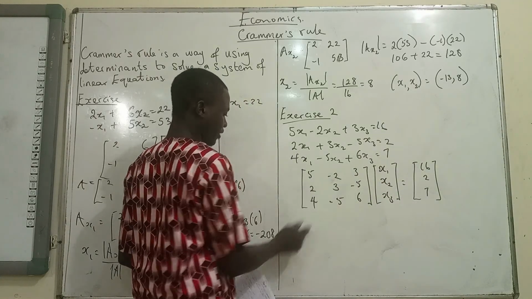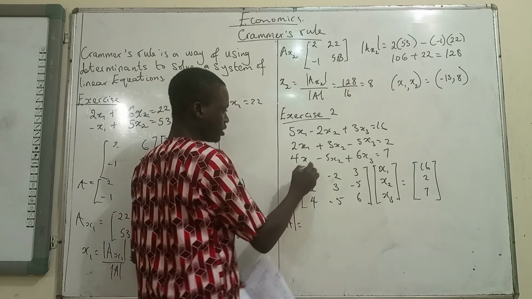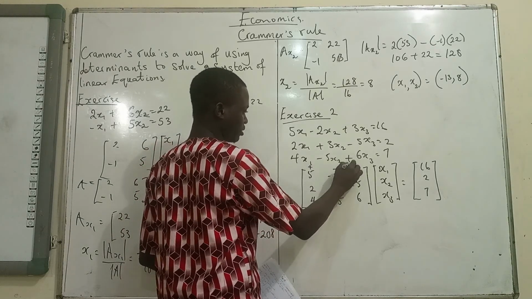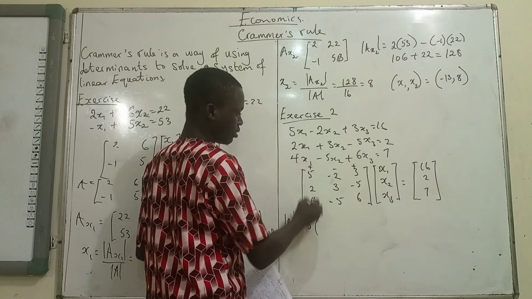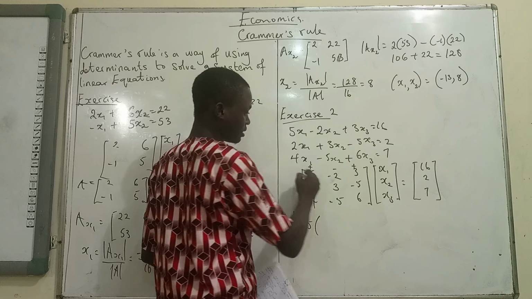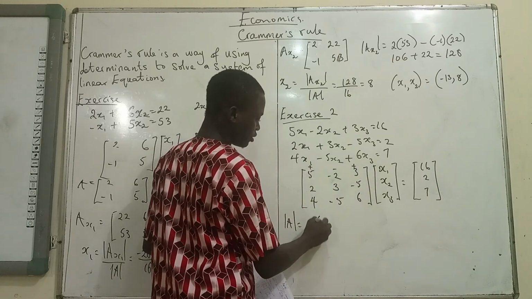Now the determinant of A. Remember what we used to do. This is going to be plus, minus, plus, right? So we have 5 into bracket. Take this row out, this column out, and we're having 3 multiplied by 6. Okay, so we have 18.